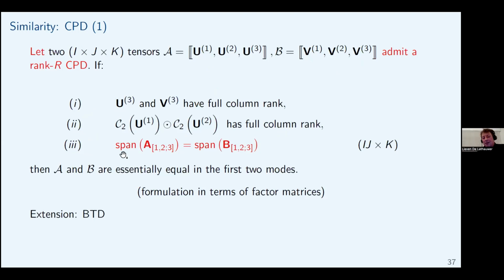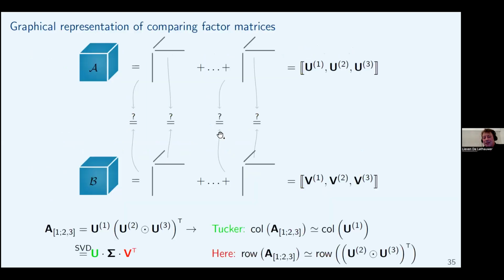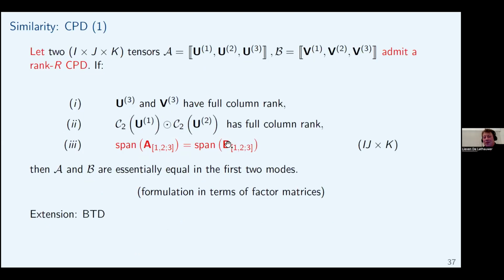And it says that the span of two of the flattenings are the same. And this is actually the identity of something with these V matrices here. That's this third condition. If this is true, then A and B have the same columns and the same rows in their CPDs. And here again, you have a formulation of the theorem in terms of the factor matrices that you're actually looking for. So it's interesting, but maybe not so practical.